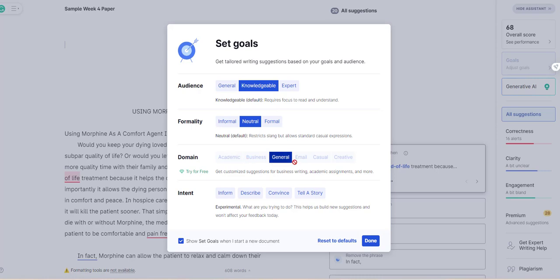Domain, here if you have, so general. And so what is the purpose of your writing? Is your writing to inform, describe, convince, tell a story? Creative writing, if you're in a creative writing class, then you would press the tell a story button. If you're writing a persuasive essay, an argumentative essay, you press convince. If you're writing a descriptive essay, example essay, illustrative essay, you would write describe.